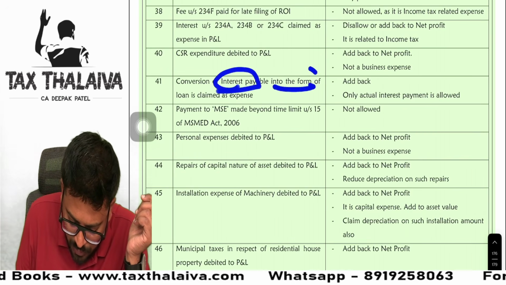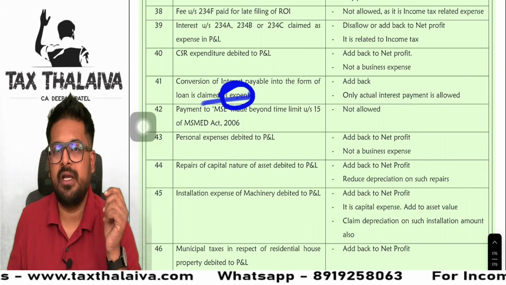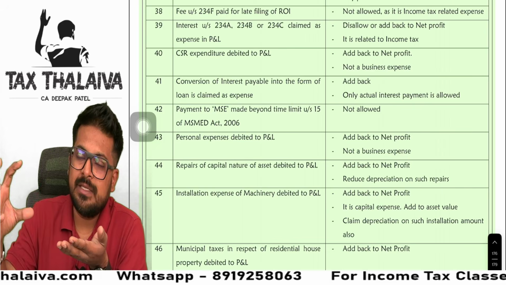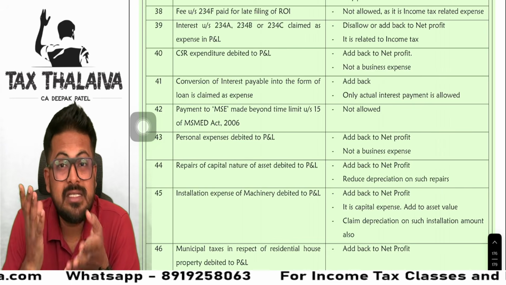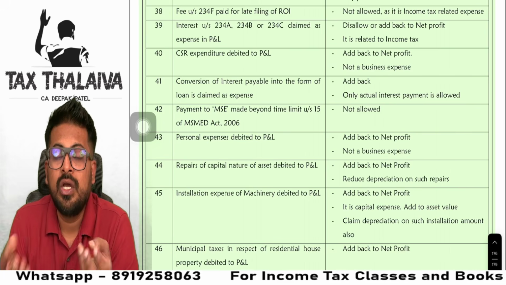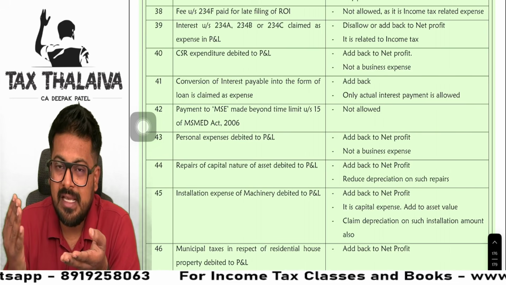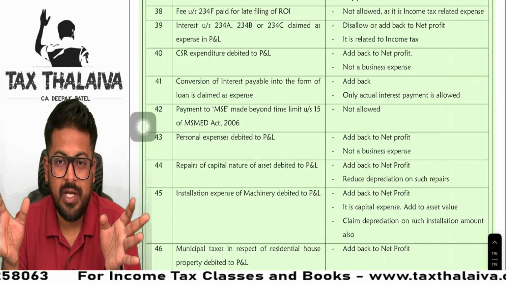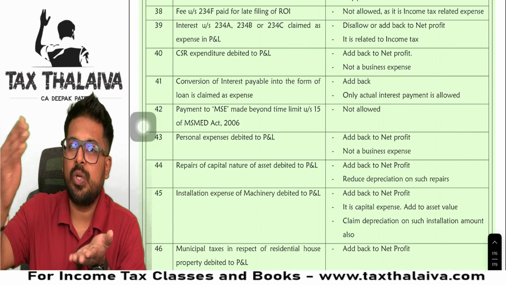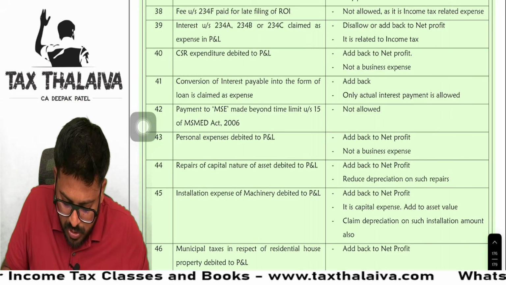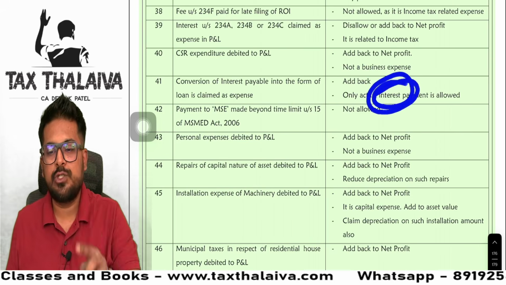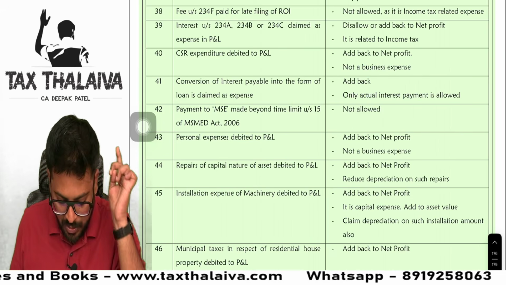Conversion of interest payable into the form of loan is claimed as expenditure. If you convert interest payable into principal loan itself, that is just a conversion. There is no payment happened. So section 43B says unless interest is actually paid, you cannot claim it as expenditure. So just for conversion, you cannot claim it as expenditure, guys. So conversion of interest payable, you have to add back. Only actual interest payment, whatever you made, has to be allowed.